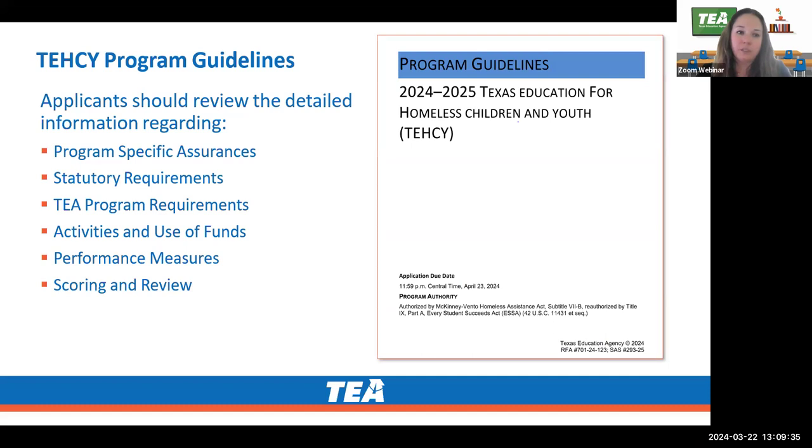As you're reviewing the detailed information, there are program-specific assurances that you need to be cognizant of, the statutory requirements, as well as the TEA program requirements, and then the activities and use of funds. We're excited about going over that part of it with you guys, for how you can use your funding in this 3-year grant cycle. There are also performance measures and then the scoring and review for this TEHCY subgrant.